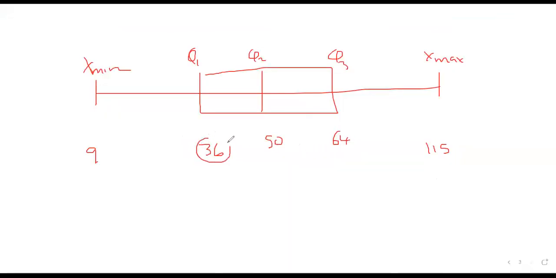So can somebody tell me what is the difference between these two quartiles? 64 minus 36 is called the interquartile range. So what are we getting? Interquartile range? 28, right? This is 28.